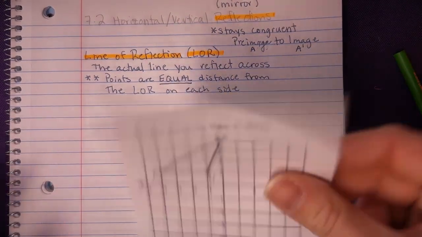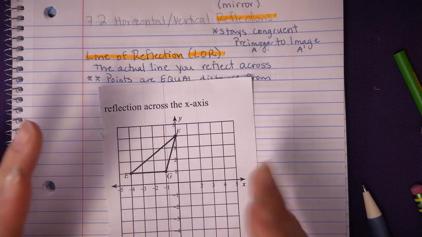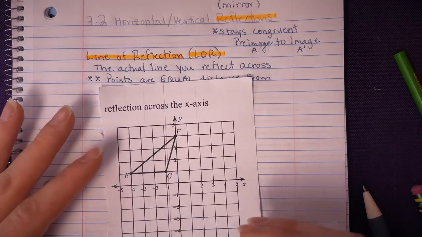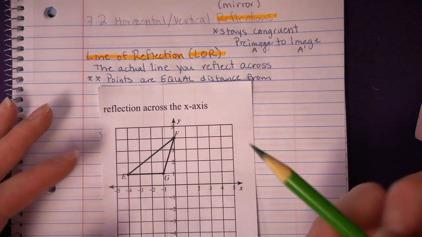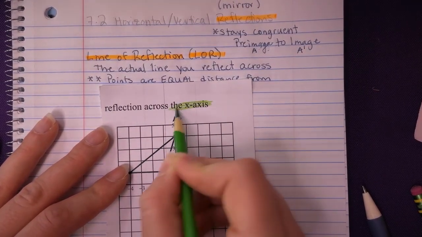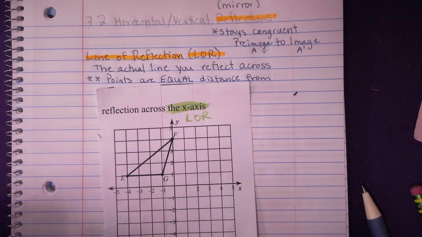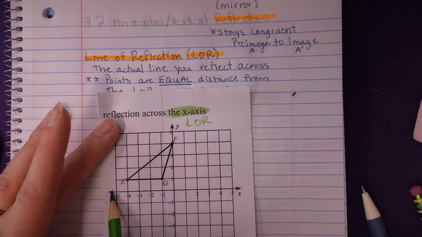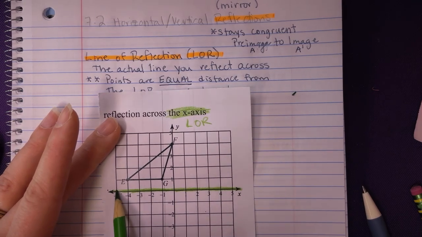So notice that my graph here is loose, and that is because I am going to show you two different methods of checking your work. First things first, you will need a colored pencil of some kind today. It says we are going to reflect across the x-axis, so that means the x-axis is my line of reflection, that LOR. I'm going to color that line of reflection, and I am going to expect that from you today.